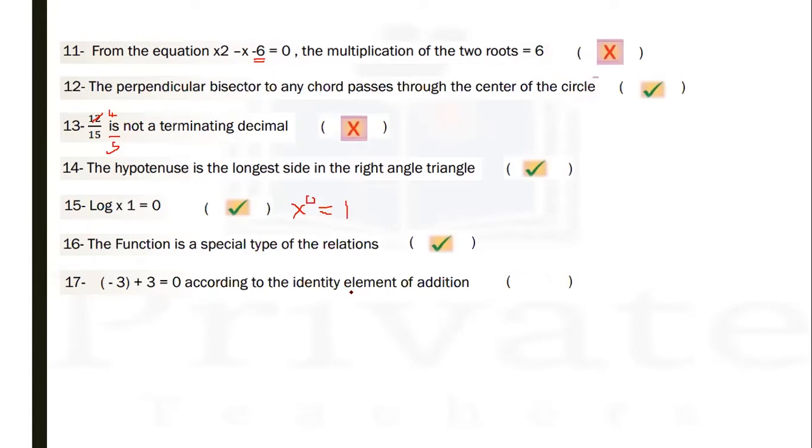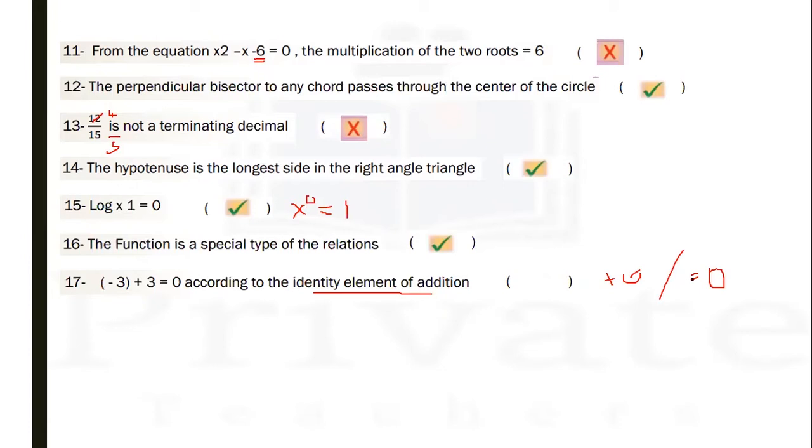The first one is the identity element of addition, and the second one is the additive inverse. And the difference between them: if you find the zero as an answer, this will be an additive inverse. But if you find 0 added to a number on the left side, that means it is the identity element of addition, because no change will happen to the number.